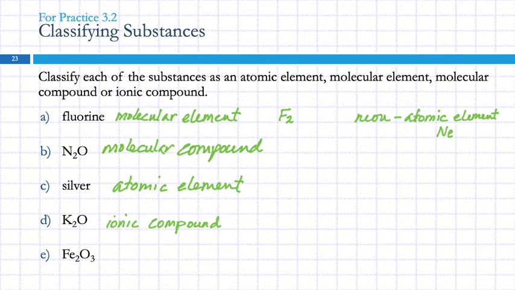Fe2O3, ionic compound. Fe is iron, which does bring to mind metals, right? So we have a metal and a nonmetal. That's an ionic compound. Any questions?